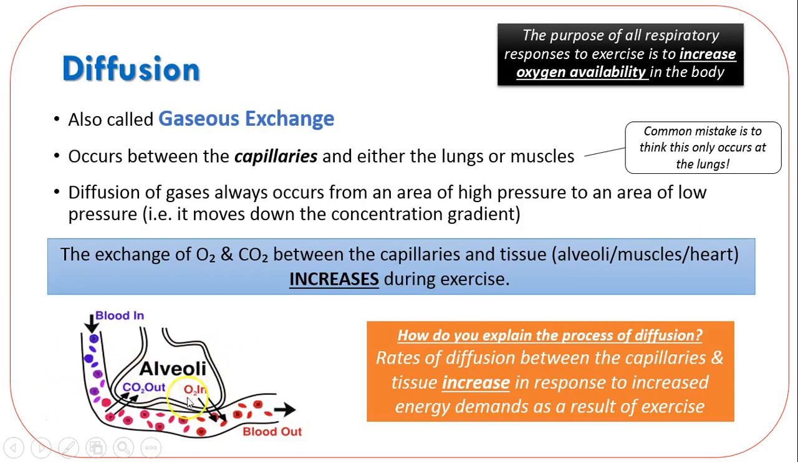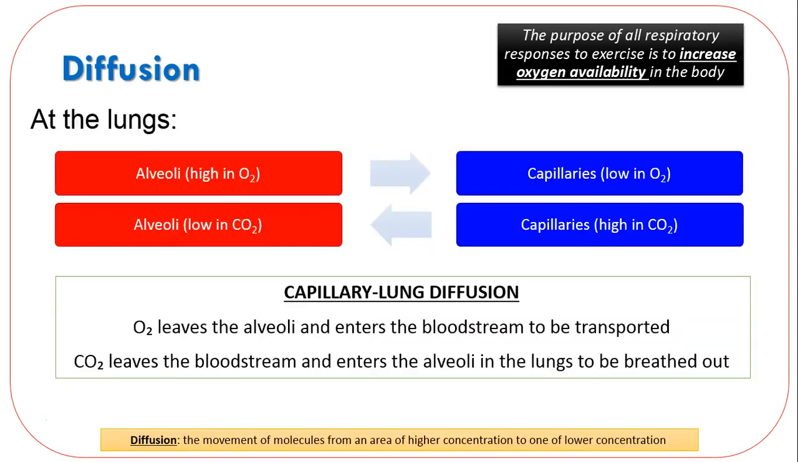At the same time, that blood doesn't have a lot of oxygen in it because it's been used by the muscles, but we do have a lot of oxygen in the alveoli, so that oxygen is going to travel down the concentration gradient into the capillaries. So that's how we reoxygenate our blood at the lungs. As I was just saying, the alveoli are high in oxygen and the capillaries are low in oxygen, so the movement occurs in that direction.